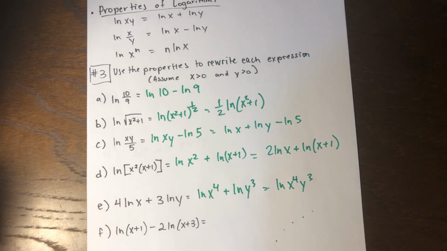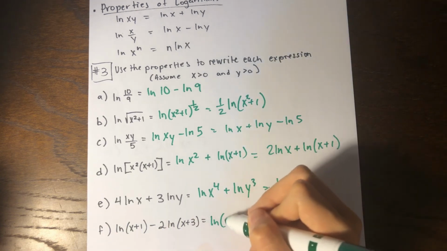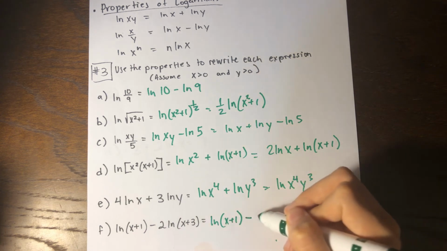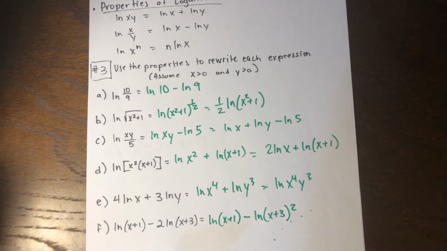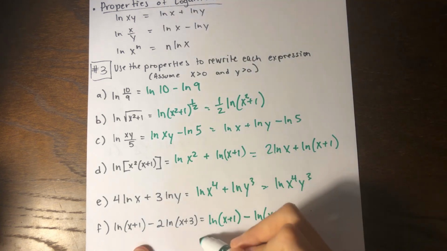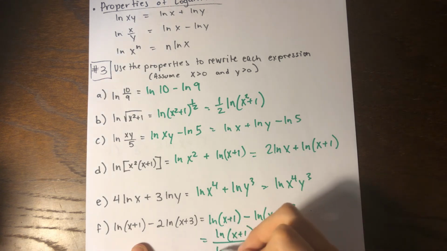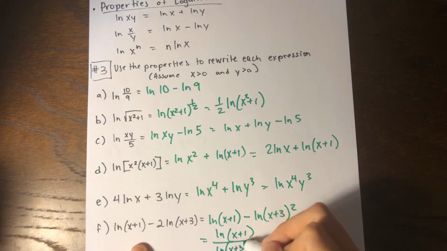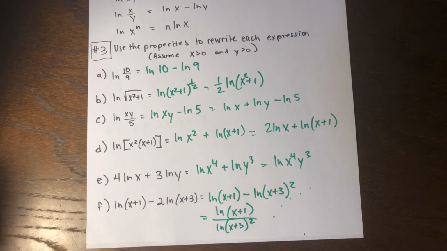Next one, I have natural log of x plus 1 minus 2 natural log of x plus 3. I can rewrite this one when I move the 2 as the power. So I have natural log of x plus 1 minus natural log of x plus 3 squared. And I know if they're being subtracted, it must have come from a division. So I have natural log of x plus 1 divided by x plus 3 squared, all inside the natural log. Let me move that up so you can see that.